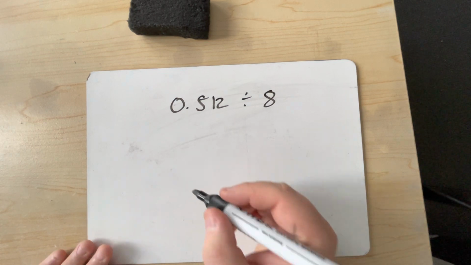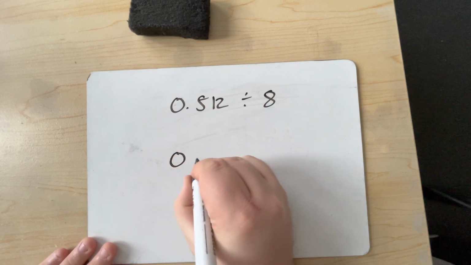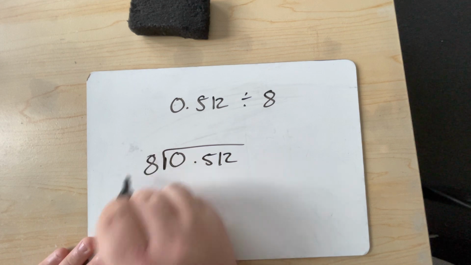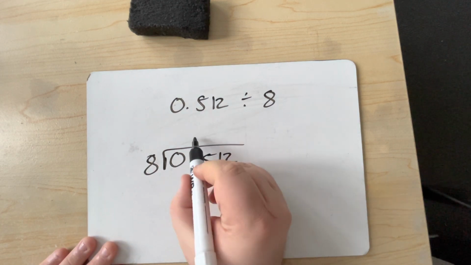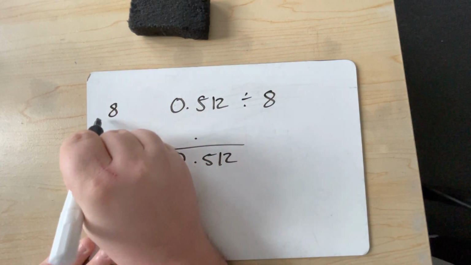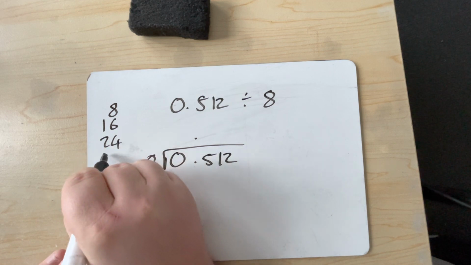Okay, and welcome back. So the last time then, we're going to put the number inside the bus stop. Okay, we've got a decimal here, so sometimes it can be really helpful to put the decimal where the decimal is. So let's just pop the 8 times table here because it can definitely help.